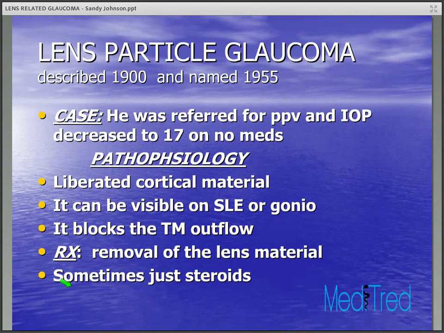And the pathophysiology of this is usually liberated cortical material. It can be seen on slit lamp or perhaps gonioscopy, and the material blocks the trabecular outflow, much like the lens proteins in phacolytic. And the treatment, just like in phacolytic, is remove the lens materials. There are some patients who will do fine just with steroids.